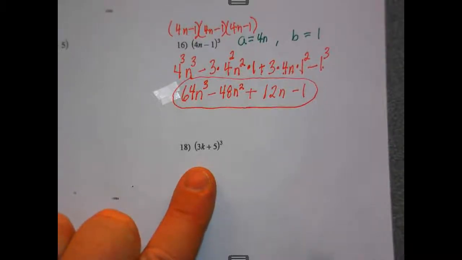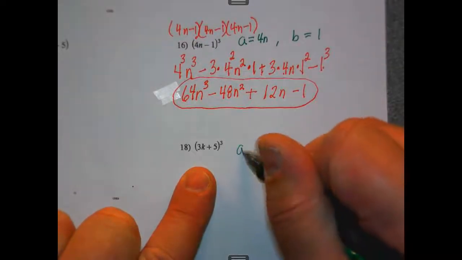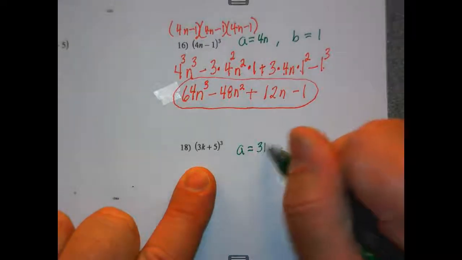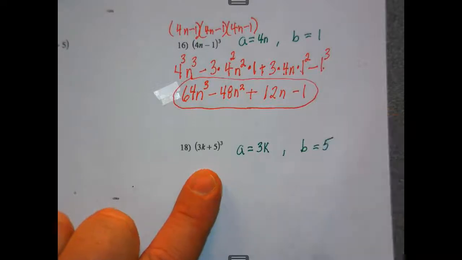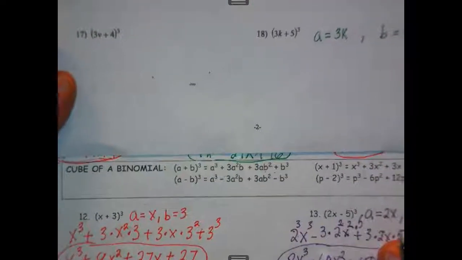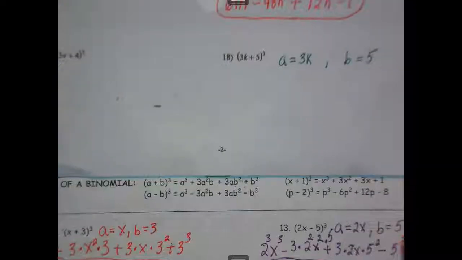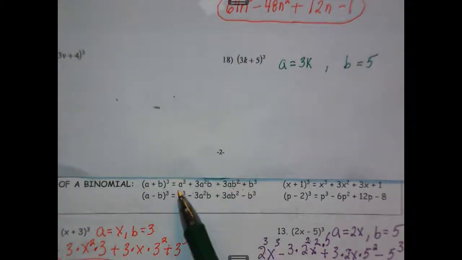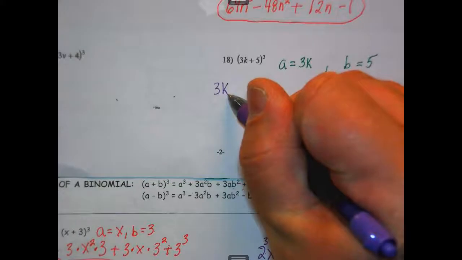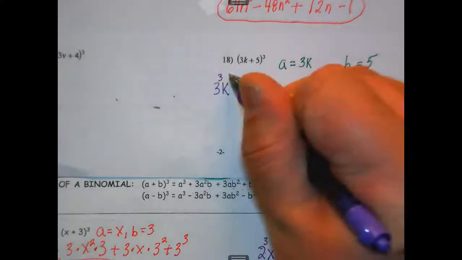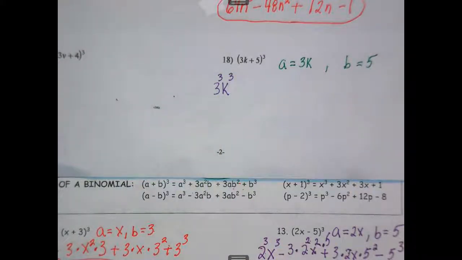18. What's my A? What's my B? Okay, this is a plus, so I have to use my plus formula right there. So I have A cubed. Here's my A. I need to cube both of them, the number and the variable.